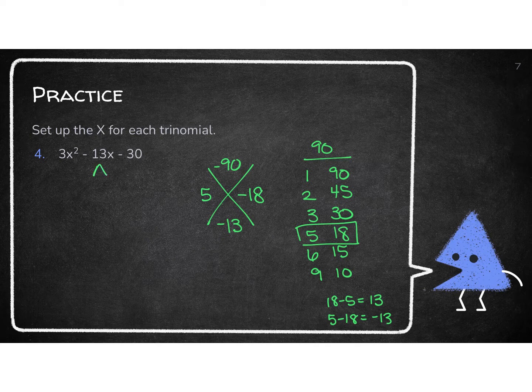So now I'm going to go ahead and I'm going to split this up. So I still have my 3x squared. I have plus 5x minus 18x, and then I still have minus 30.